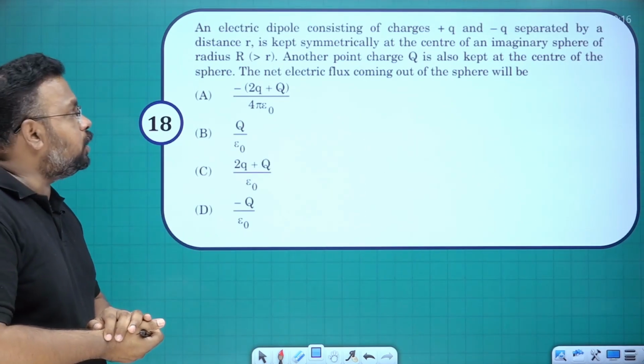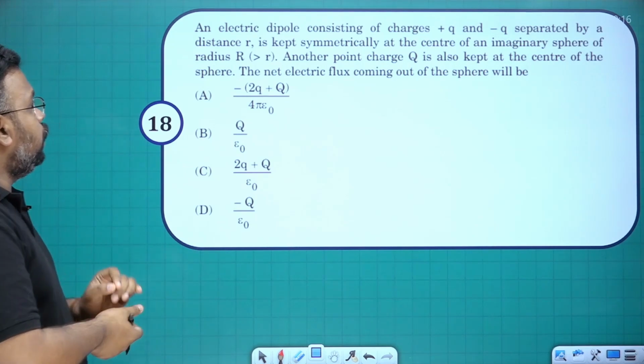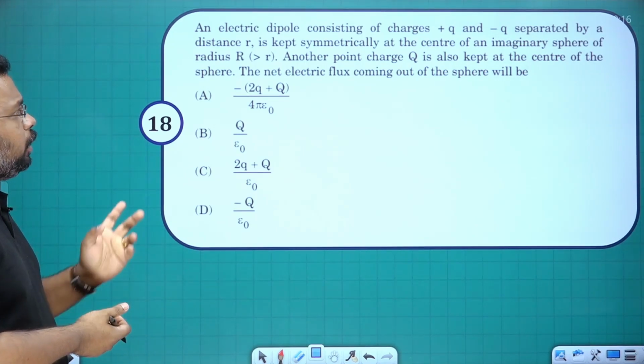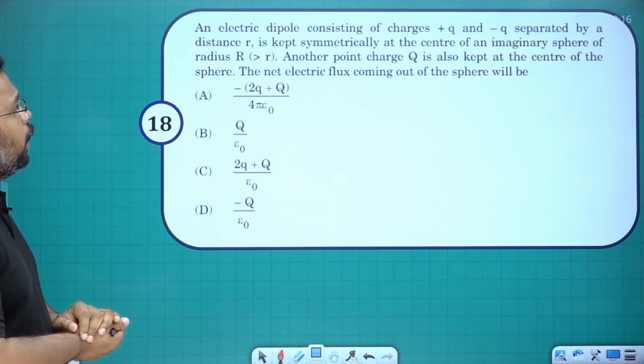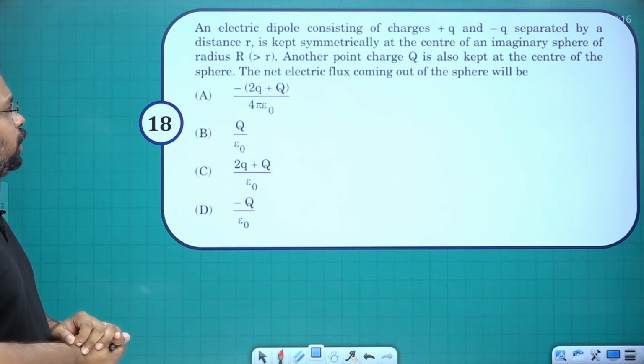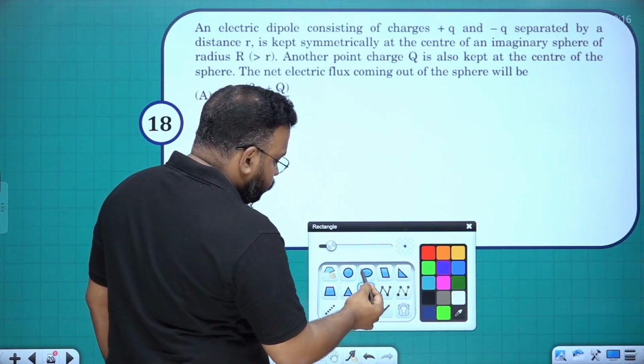An electric dipole consisting of charges plus q and minus q separated by a distance r is kept symmetrically at the center of an imaginary sphere of radius capital R, which is greater than small r. Another point charge Q is also kept at the center of the sphere. The net electric flux coming out of the sphere will be. Easy question. Look at this.